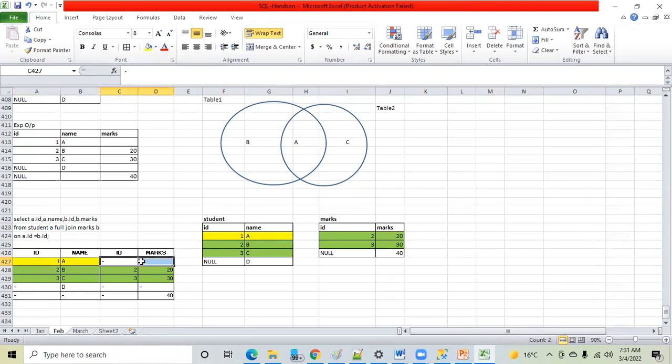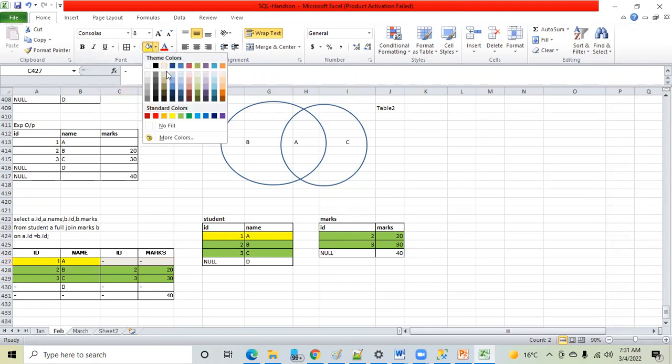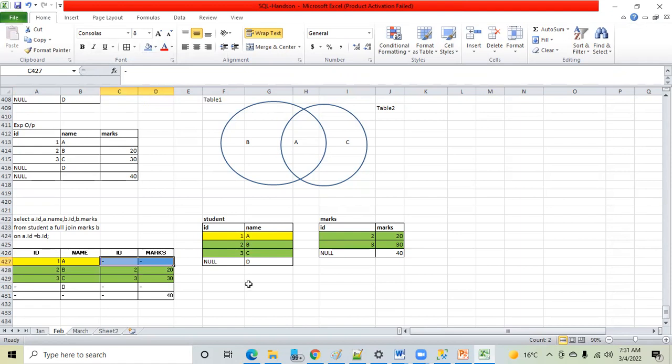But then why are these two null? Does this one not have a matching B? In the marks table, for student ID 1, we don't have any record. That is why this will be null. Hope this is clear. Is this clear, guys? Okay.